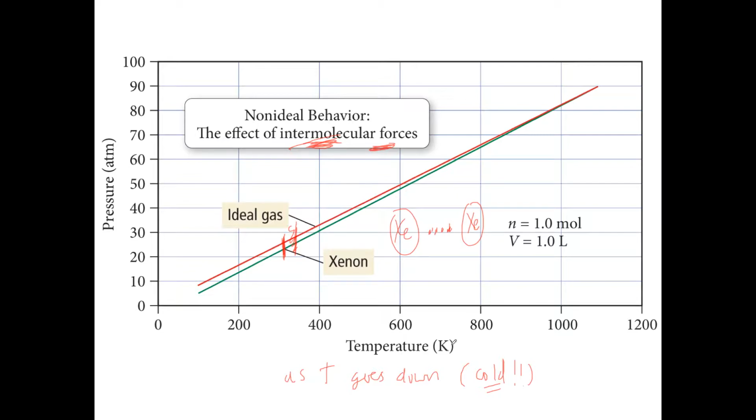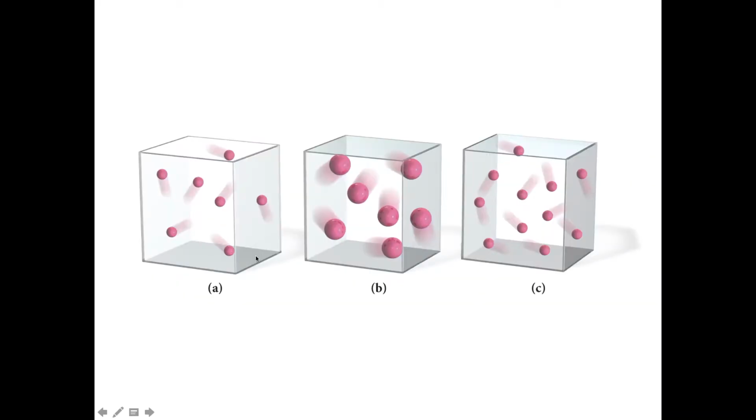Okay, so these last two slides have just shown you some deviations from ideality, right? Where the red and the green curves separate. Okay, now let's look at this. Tell me which of these boxes would best represent a gas that was ideal. Which of these would be most ideal, right?